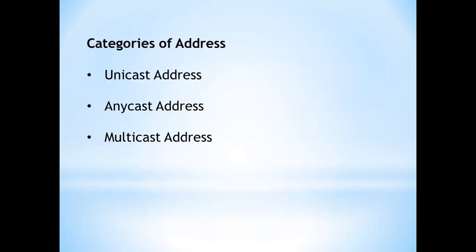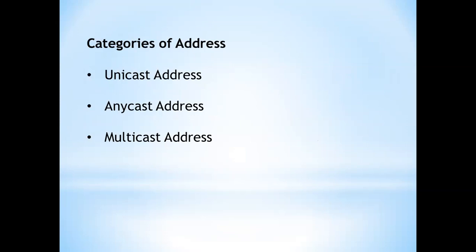Next is categories of address. IPv6 defines three types of addresses: unicast address, anycast address, and multicast address. First is unicast. A unicast address is meant for a single computer as a destination. A packet sent to a unicast address is meant to be delivered to the computer specified by the address.